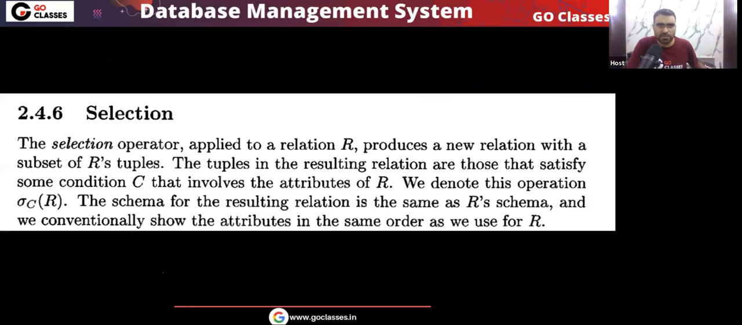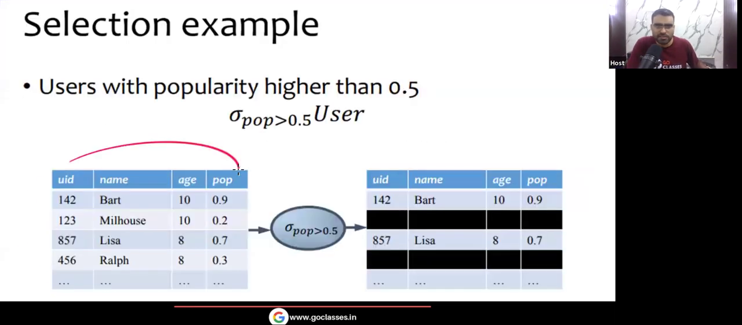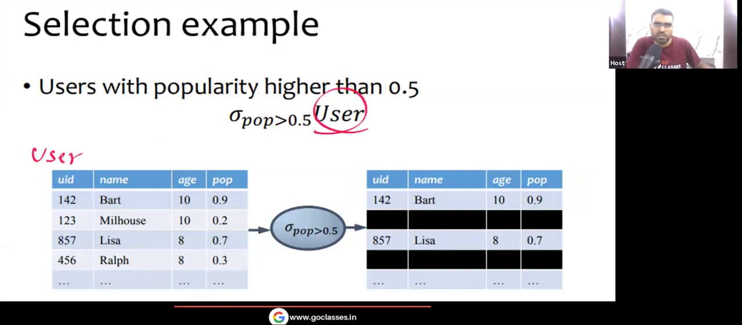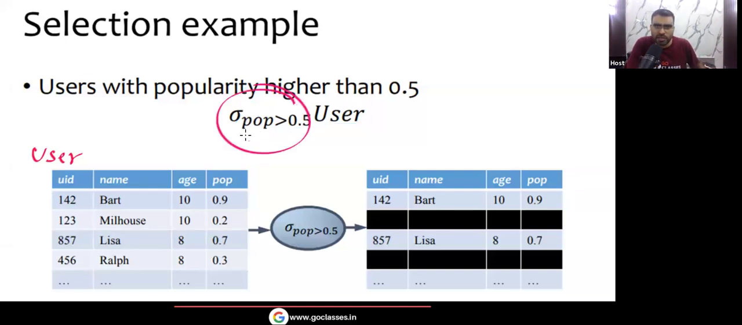So let's see an example. You can see this is the user table. Now on this user table, I am applying this selection. This is the select operation, and this is the selection condition: popularity is greater than 0.5. Remember, this is a tuple selection condition, so this will select tuples. I want those tuples where popularity is greater than 0.5.